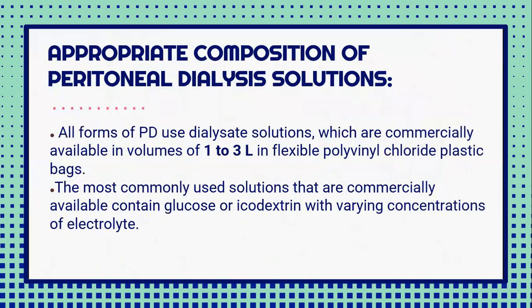So now coming to the appropriate composition of the peritoneal dialysis solution. All the forms of peritoneal dialysis use dialysate solutions, which are commercially available in volumes of 1 to 3 liters in polyvinyl chloride plastic bags, which are flexible. The most commonly used solutions that are commercially available contain glucose or icodextrin, with varying concentrations of electrolyte. Icodextrin is actually a glucose polymer.